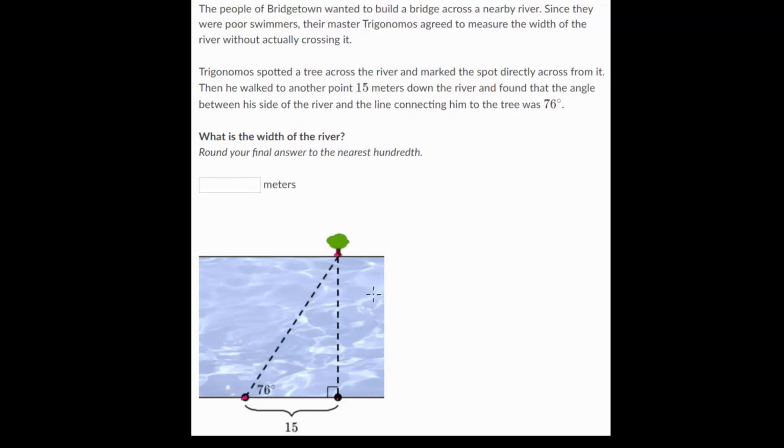So let's start by defining a variable. We'll say that W is the width of the river. And we'll need to mark that on our drawing. So that can go right there. And at this point, we'll need to use trigonometry since we have an angle and a missing side length, and we know another side length.